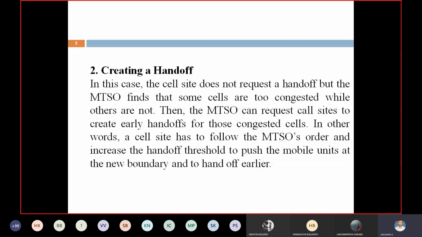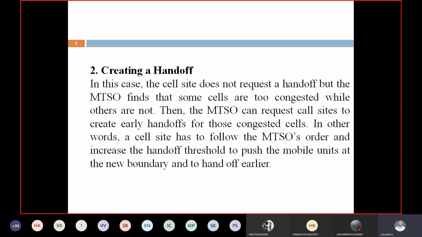Automatically, the mobile sends a request signal through the reverse link to the base station and then to the MSC or MTSO, or sometimes the MSO, mobile switching office. What are the different titles? MSC, MTSO, MSO, all are the same. Some textbooks use MSC, some use MTSO, some use MSO, no problem. At that time, the MTSO or MSC or MSO sends a new channel to the particular mobile unit.